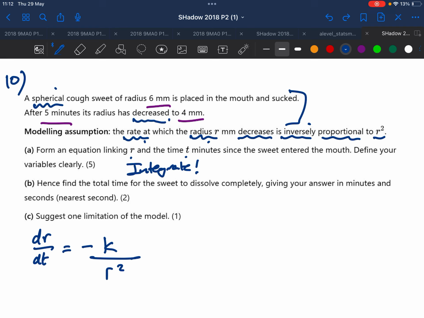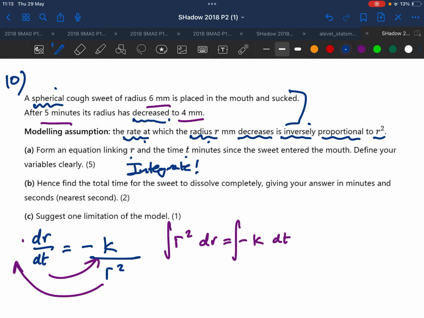So we're going to separate the variables. The left-hand side is going to be the r side, and the right side is going to be the t side. So r squared dr is equal to, the minus can stay where it is, the k, it normally works best if you leave the k where it is, dt. I'm going to write this and then integrate it. If I do that, I would get a third r cubed equals minus kt plus c. Don't forget this plus c. People always forget this plus c on this kind of question.